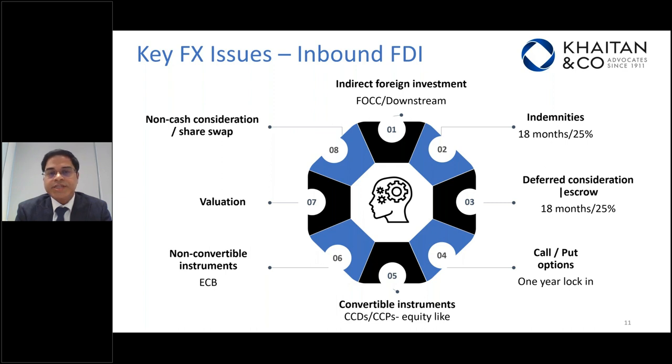Also, shares can be issued via swap as well, which means that a foreign investor can issue shares of a foreign entity to the Indian parties or the Indian investor in relation to acquiring shares of an Indian entity. So share swap is also an important consideration if it is involved in that transaction.